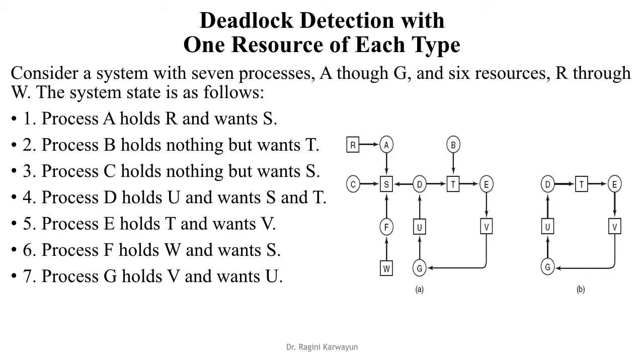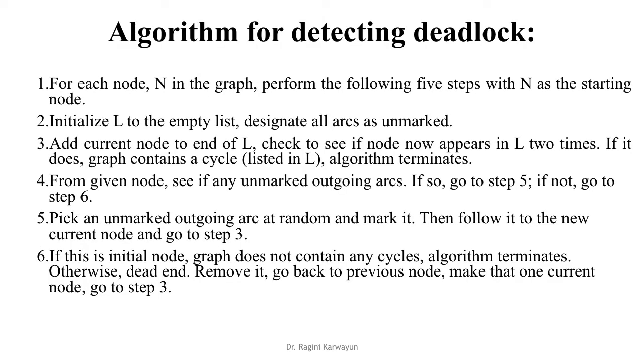We will add the current node to the end of L and check to see if the node appears in L 2 times. If it does, the graph contains a cycle and the algorithm terminates. From the given node, see if there are any unmarked outgoing arcs. If so, go to step 5. If not, go to step 6. Pick an unmarked outgoing arc at random and mark it. Then follow it to the new current node and go to step 3. If this is the initial node, the graph does not contain any cycle and the algorithm terminates. Otherwise, it is a dead end. Remove it, go back to the previous node, make that the current node and go to step 3.